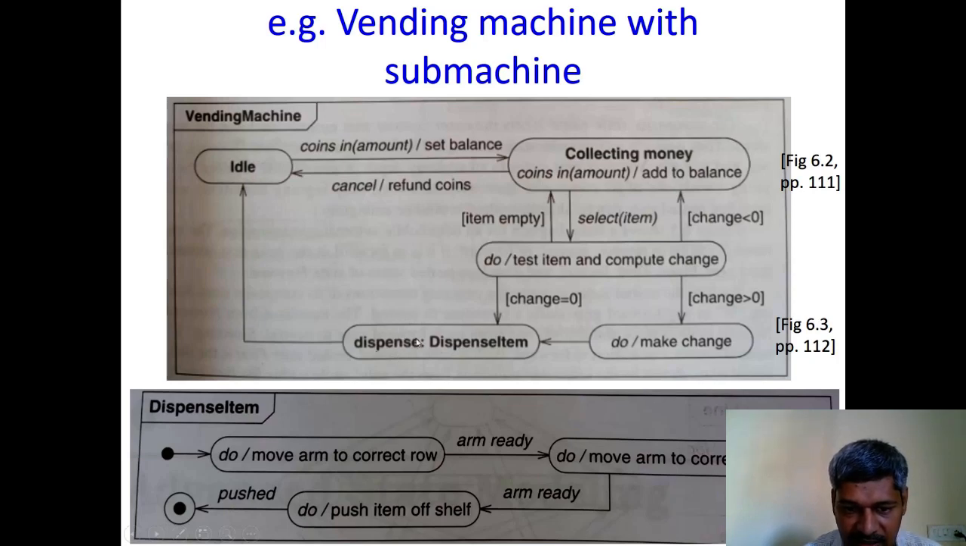You see, the dispense is now a state which is a submachine. That means it itself is a state transition diagram, with states and transitions. The UML representation is that dispense is the state name, followed by a colon and the submachine name, dispense item. This is how you represent the state name whenever one particular state is a submachine. Once that item is pushed, you will move back to the init state.